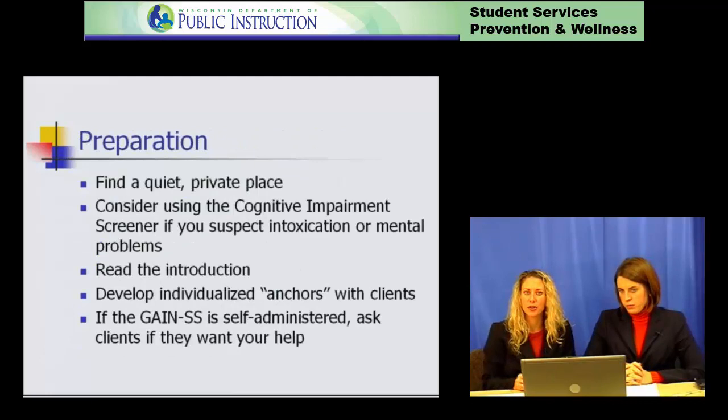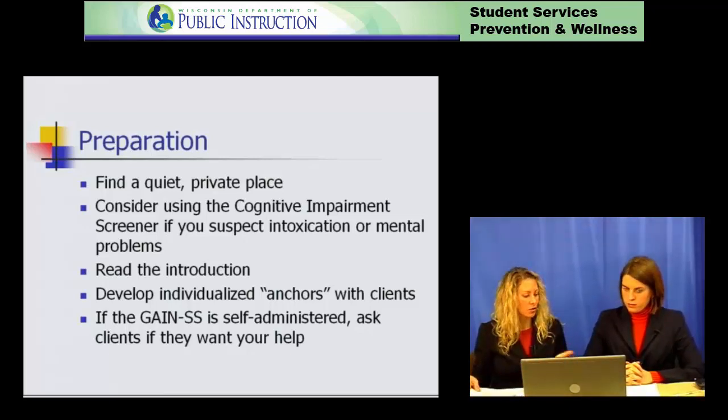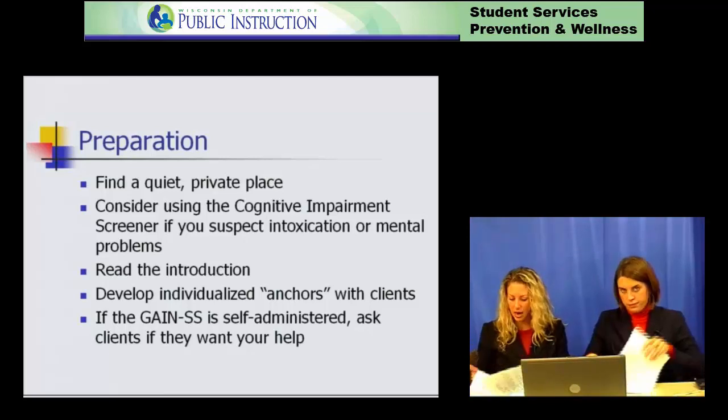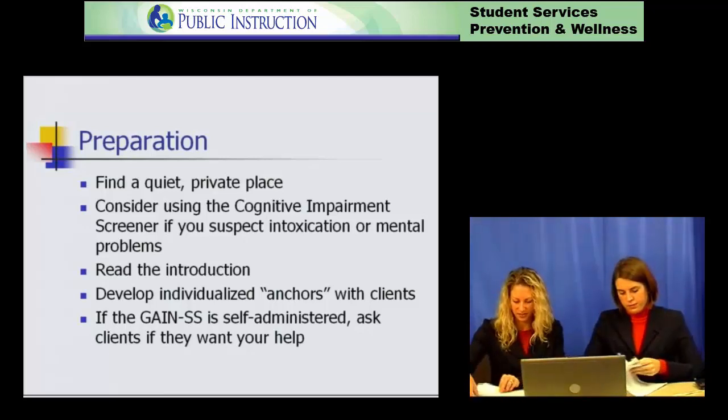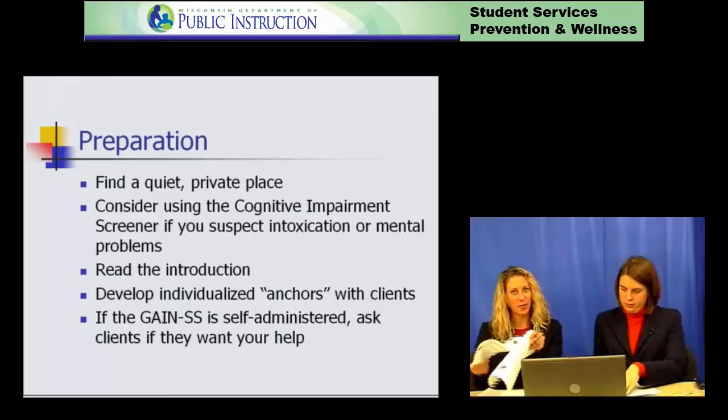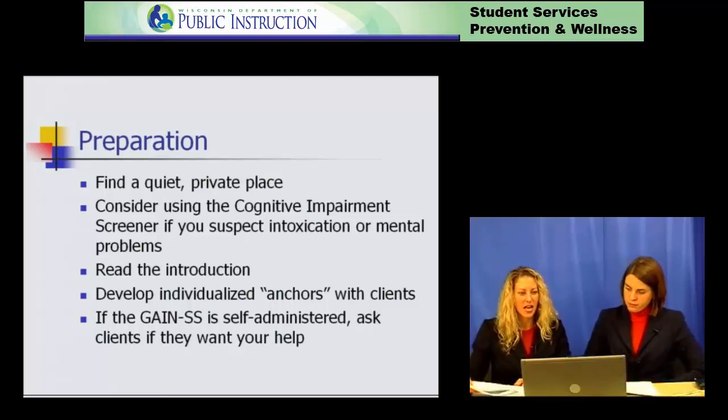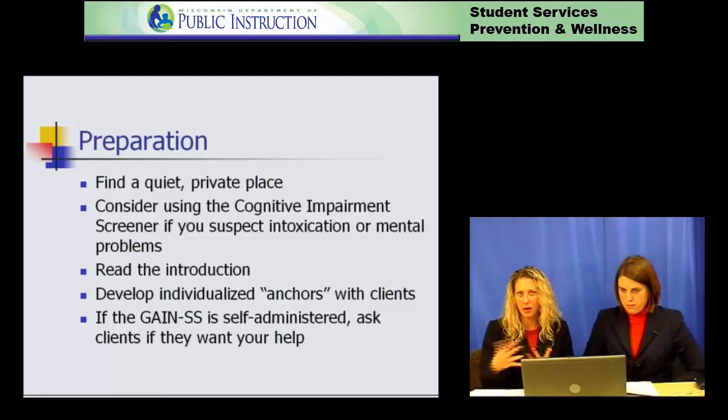In preparation for administering the GAIN Short Screener, you'll want to find a quiet, private place. You want to consider using the cognitive impairment screener if you suspect intoxication or mental problems. Now, in the GAIN Short Screener manual that you can print out, you want to read the introduction as well as possibly administer the check for cognitive impairment. You want to develop individualized anchors with the clients. And if the GAIN Short Screener is self-administered, you want to ask the clients if they want your help. We'll get into each of these in a little bit more detail in a couple slides.